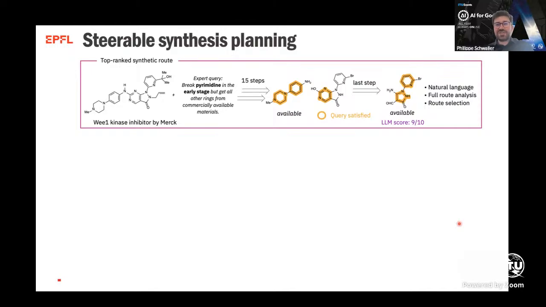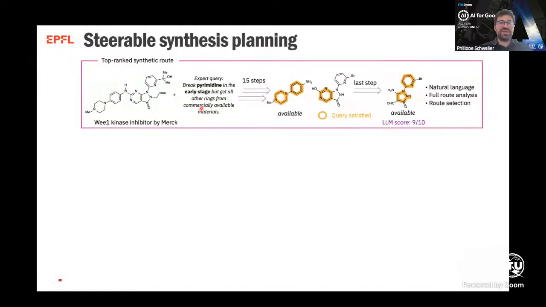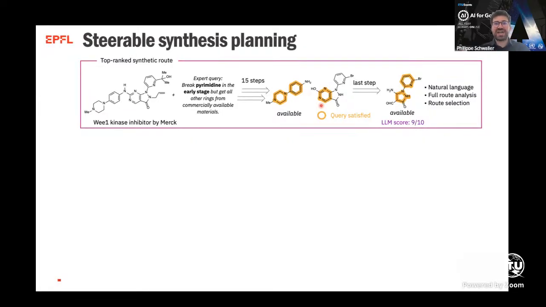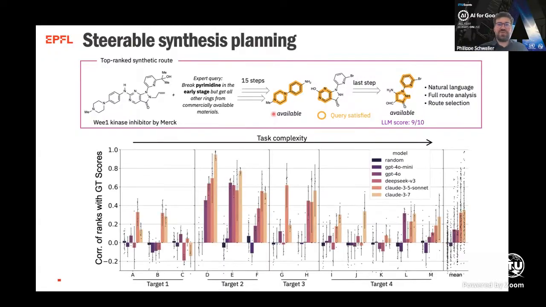We let the expert describe what he or she has in mind. For example, break the pyrimidine in the early stage, but get all other rings from commercially available materials. And then the language models can easily reason along synthesis routes that contain 15, 20 steps and really recognize whether this is actually happening or not. And this provides a good way of interacting with other tools.